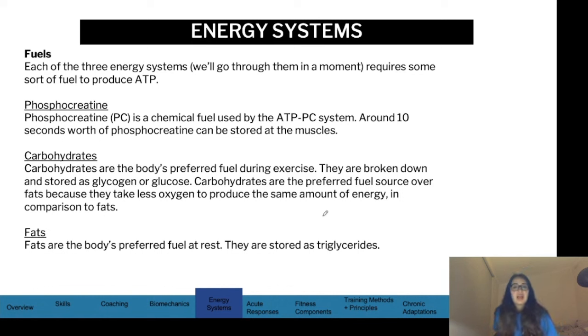So we'll go through the three energy systems, and they all require some sort of fuel to produce ATP. One of those fuels is called phosphocreatine, or PC. You might call it creatine phosphate. I say PC, and I also say ATP-PC system, but whatever you say, if it's ATP-CP, that's also fine. Around 10-15 seconds worth of PC can be stored up in muscles.